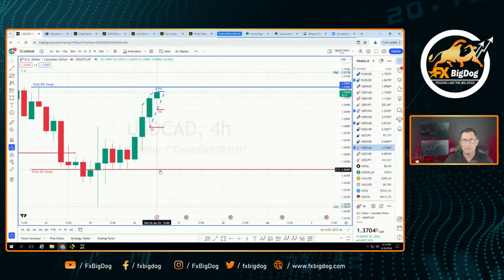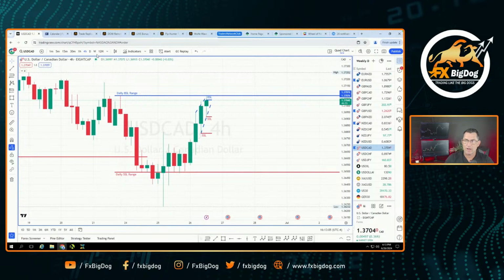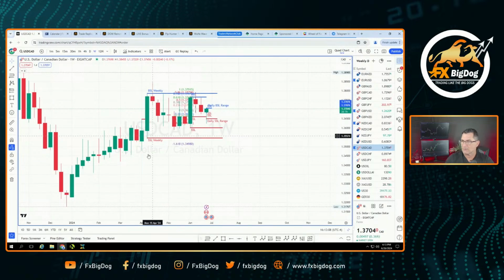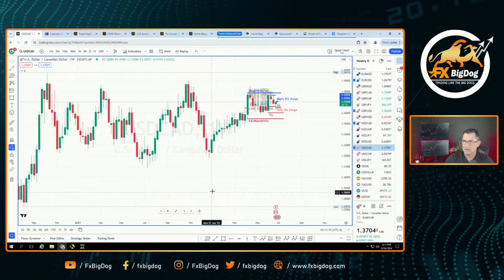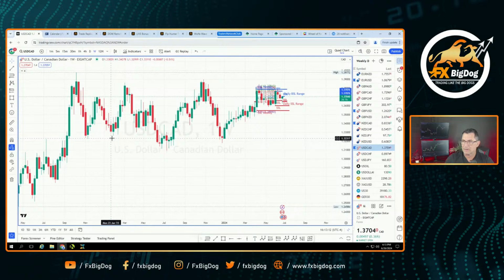If you don't know where 132 is, once again, just compress your chart. You can go to the weekly time frame if you want to do that. And you can see right here, all the way down here is around about 132. This is where we can anticipate price to overall move to those lows. So this is where we're going right here.